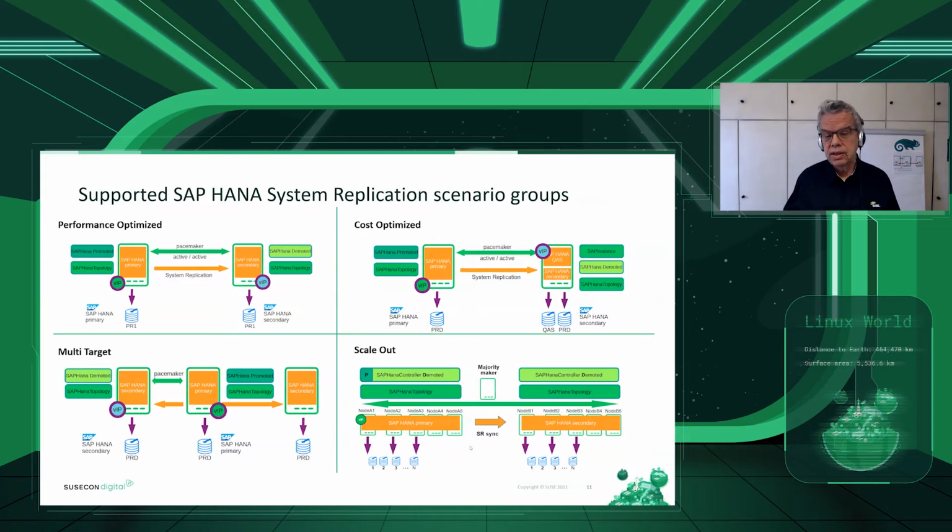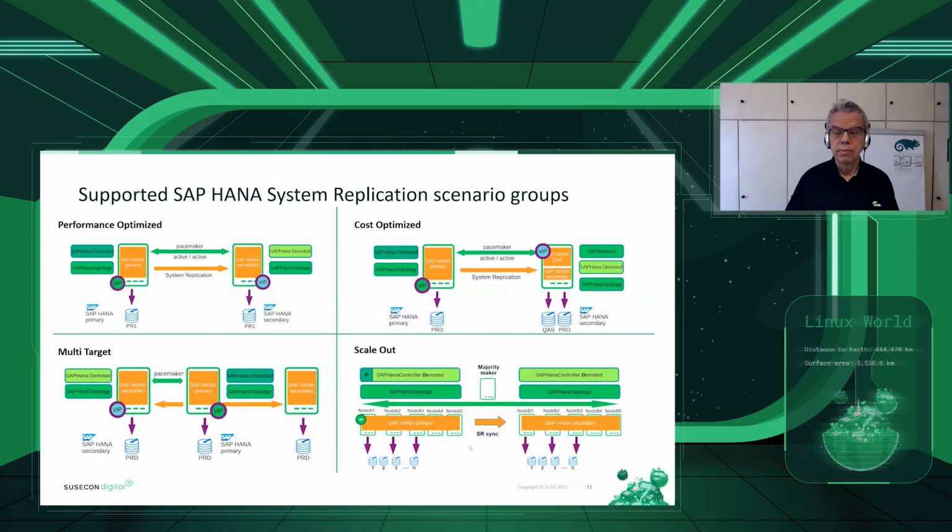Multitarget, Markus already explained that, is now going from chain to multitarget: a single source can replicate to multiple nodes, and this improves the cluster architecture and makes it much smoother to consume for the admin. And last but not least, we have the performance optimized scenario also for scale out.